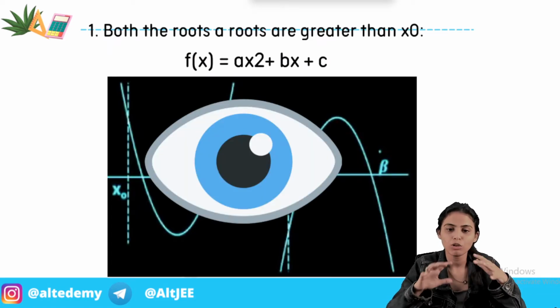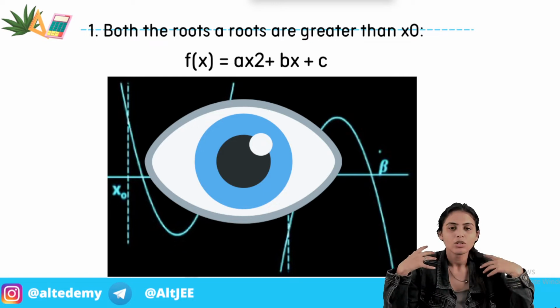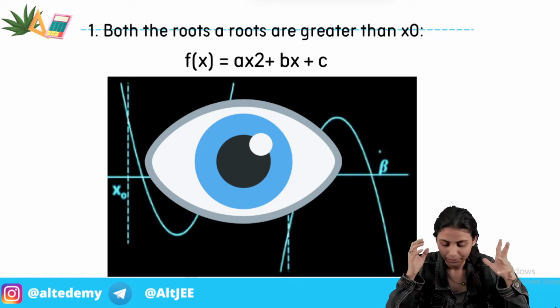We have both the roots greater than x naught here. So अभी location of roots पे हम बात कर रहे हैं.